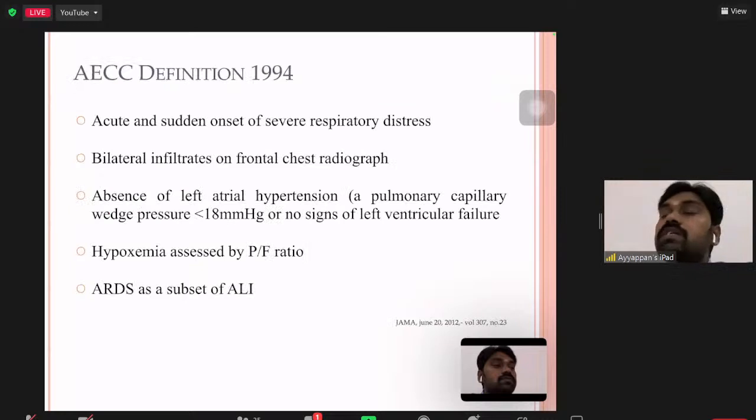Because of these limitations, and because there was non-uniformity of definition of acute respiratory distress syndrome and multiple nomenclatures were used, the American-European Consensus Conference was held in 1994 with the agenda of developing a diagnostic criteria or a definition and a proper therapy or proper prognostication for ARDS. They came up with definition criteria based on timing of onset, which should be acute; a radiological finding, which should be bilateral infiltrates on a frontal chest X-ray; the absence of left atrial hypertension or left ventricular failure, indicated by a pulmonary capillary wedge pressure of less than 18 mmHg; and hypoxemia, which was defined by the PF ratio.